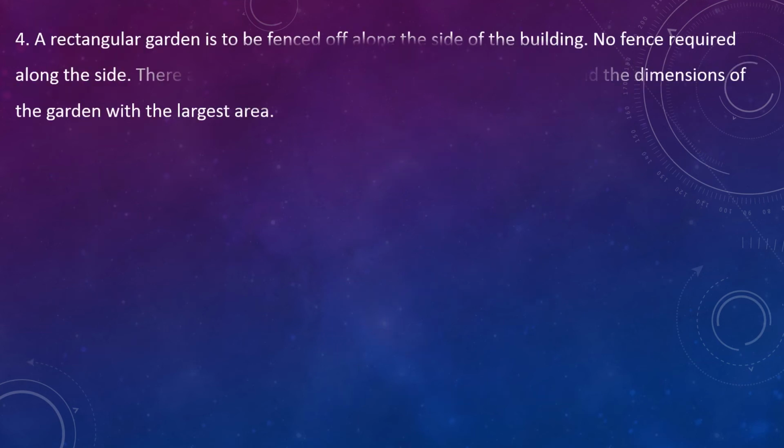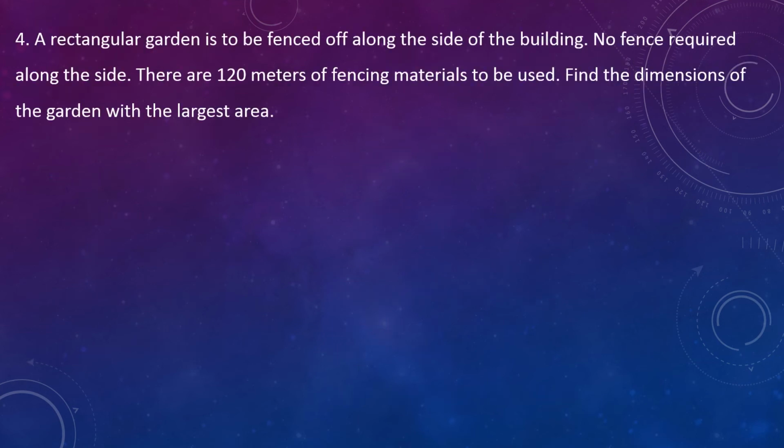Okay, let us have here another example. Number 4, a rectangular garden is to be fenced off along the side of the building. So no fence is required along the side of the building. There are 120 meters of fencing materials to be used. Find the dimensions of the garden with the largest area. So what we are going to identify is to maximize the area, provided that the fencing materials that we're going to use is only 120 meters.